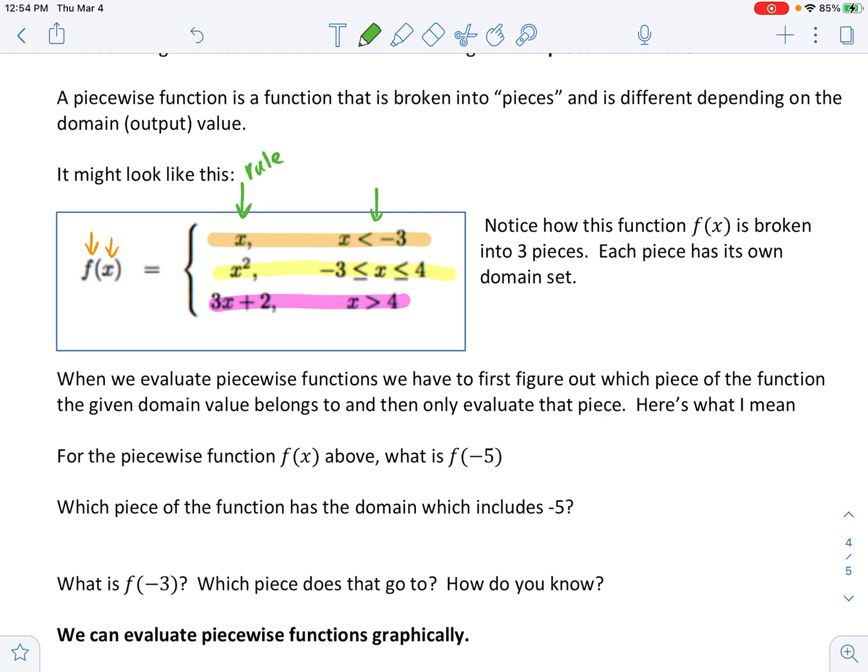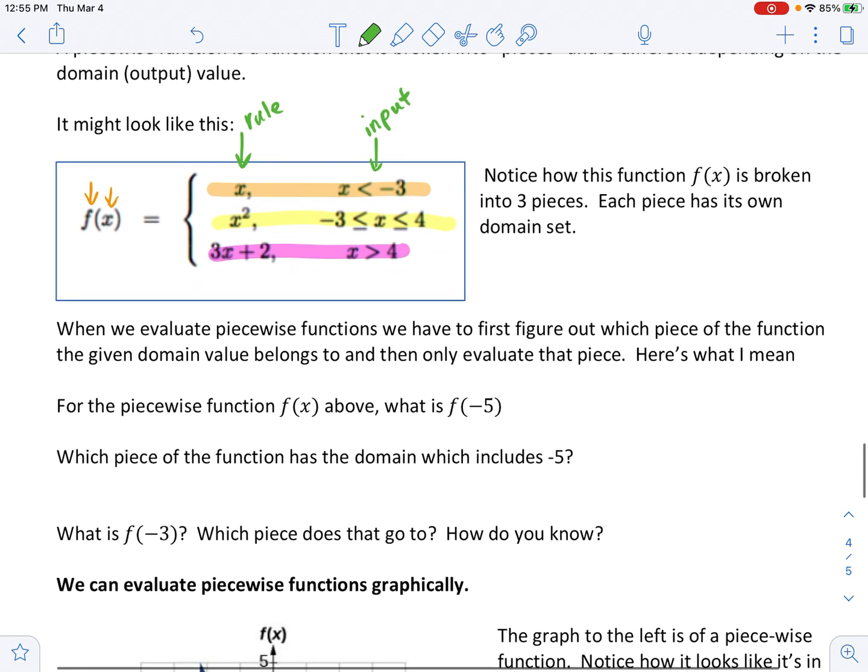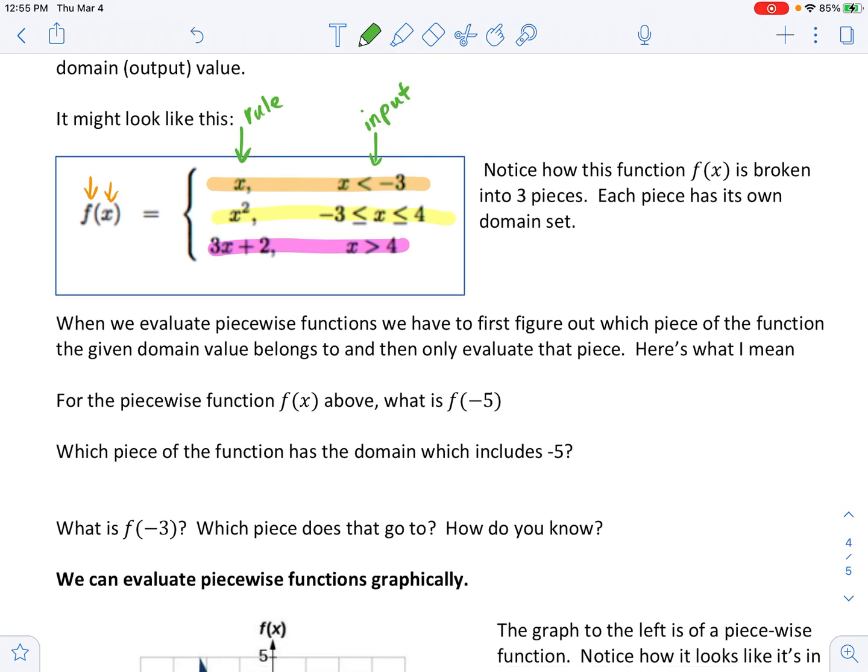So for the first, you can see for the orange piece of the function, that rule of f of x equals x is only going to get applied to input values that are less than -3. And the second piece is only going to get applied to the input values that are between and including -3 and 4. And the last piece, that rule is only going to be applied to input values that are greater than 4. So it does add a little bit of complexity because first, as we're evaluating these, we need to figure out which piece of this piecewise function the input value that's given belongs to. So here's what I mean by that.